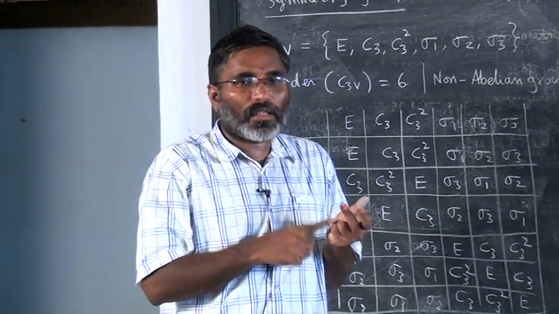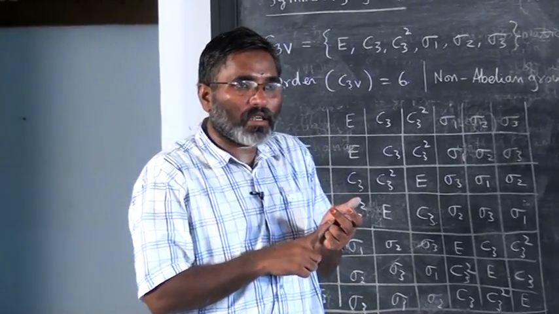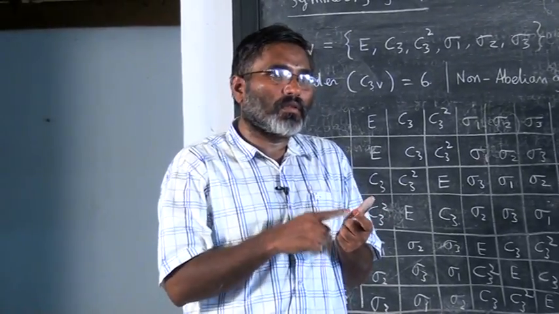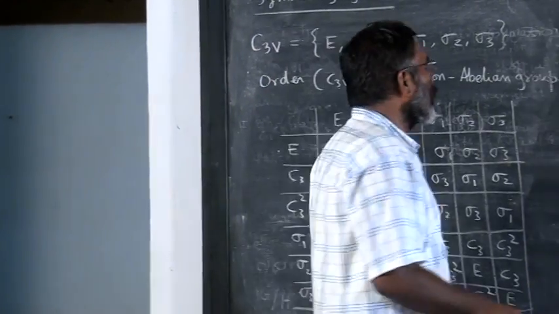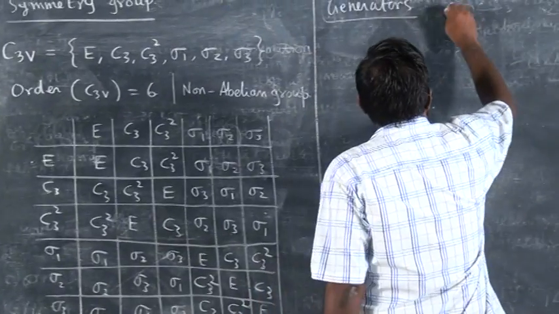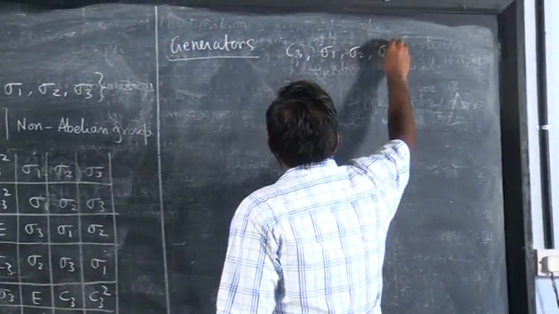So C3 is one generator. Sigma 1 square is identity, so sigma 1 is one generator. Sigma 2 square is an identity. So we have 4 generators. Okay, generators are C3, sigma 1, sigma 2 and sigma 3.